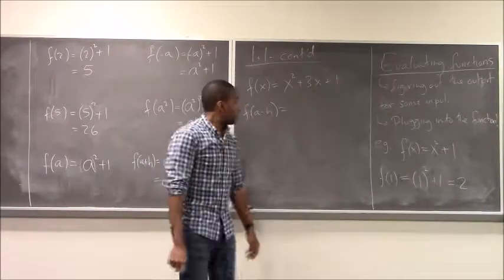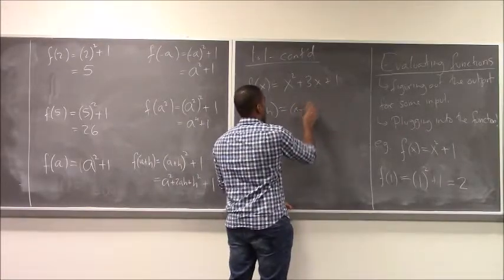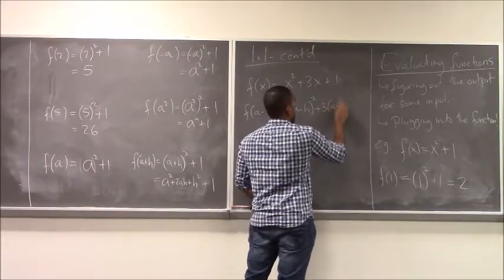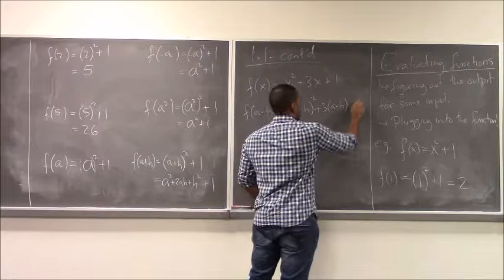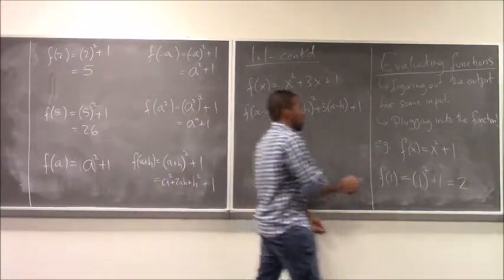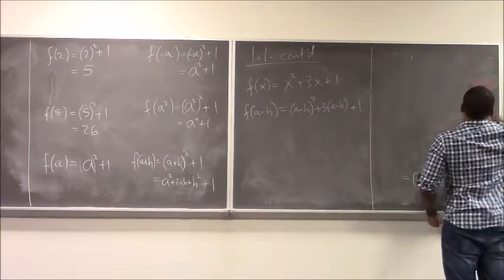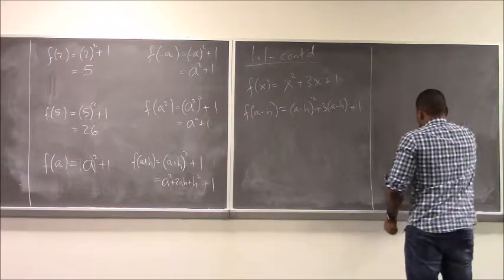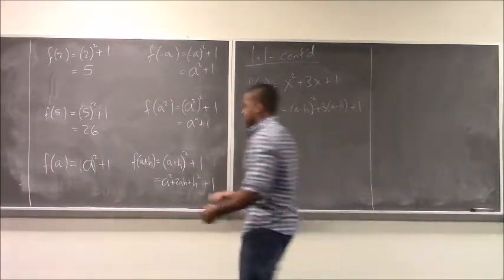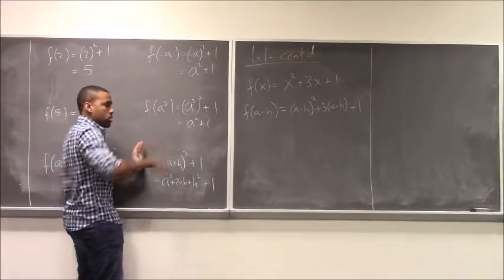So it's (a − h) squared plus 3 times (a − x − h) plus 1. There's a very common mistake that students make with things like these that I want to mention. They think that when they see an operation happening inside the parentheses, they just do it to the function on the outside.